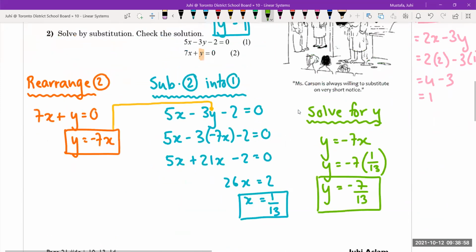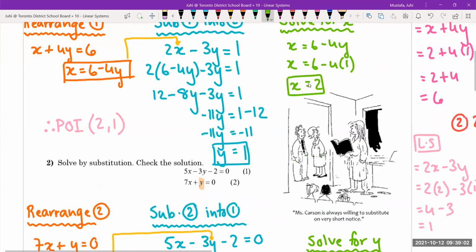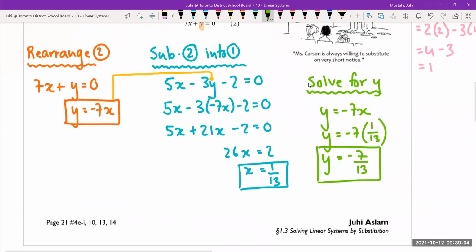And notice in the first question, we found y first, then we were solving for x. In this question, we found x and now we're solving for y. Doesn't matter. There's no rule that you have to solve for x first. You can go either or. But our final answer will be, therefore, the POI is 1 over 13, comma, negative 7 over 13.